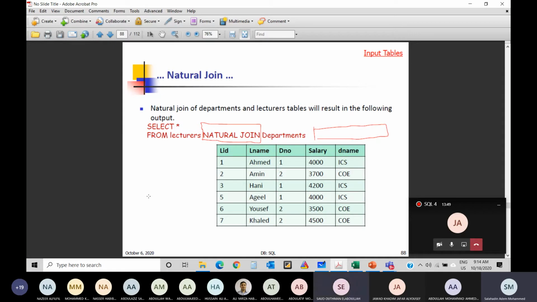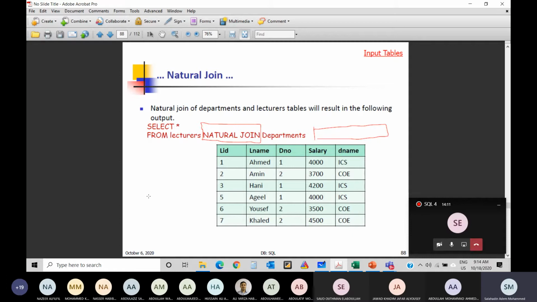Yeah, can we say, Doctor, for natural join that the two tables must have a relation between them? Definitely, otherwise it doesn't work. They must have a relation. Okay. In fact, always, if there is no foreign key and primary key relation between two tables, don't join them. You will get wrong information.